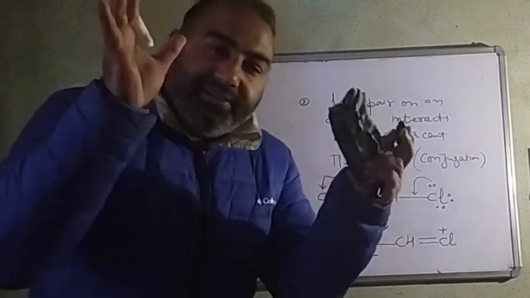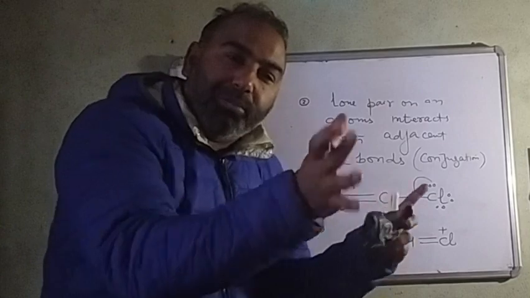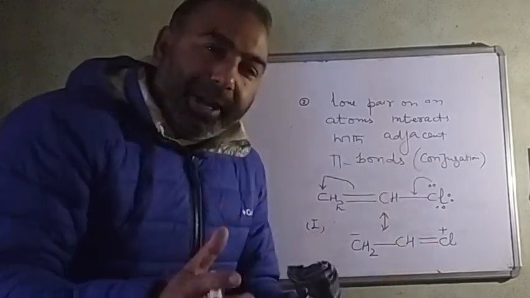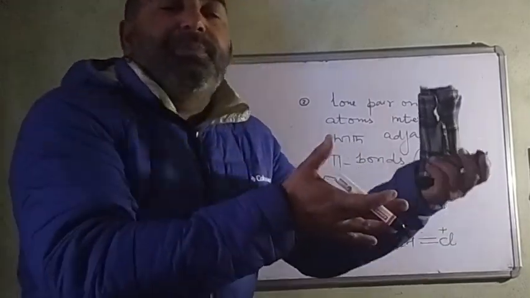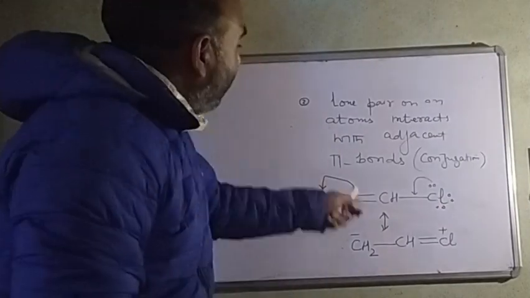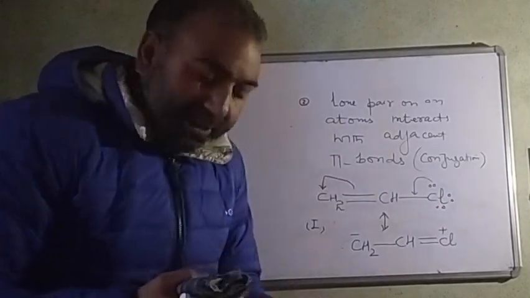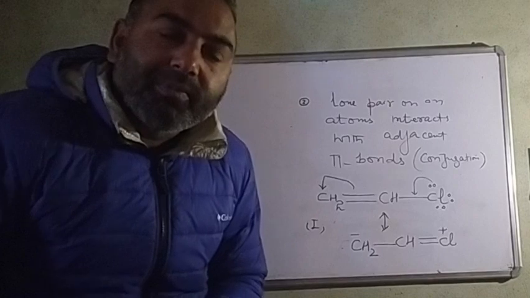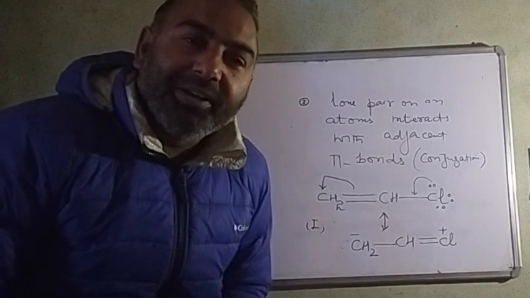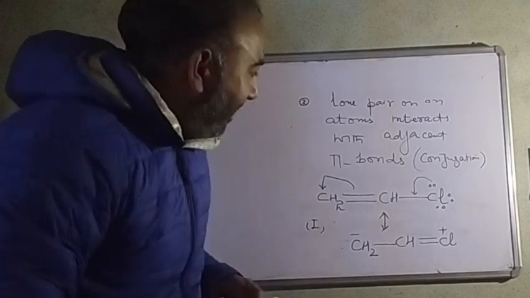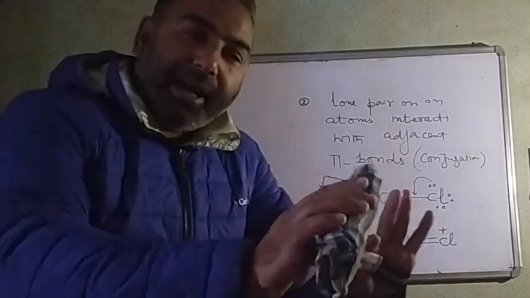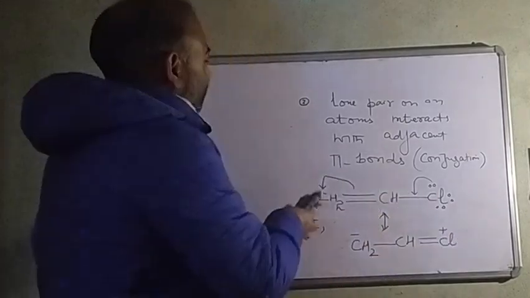Okay, what is the difference between inductive and mesomeric effect? In inductive effect, sigma bonds get displaced, sigma electrons. But here, pi electrons get displaced. Get my point? Yes, very good. Now I will write the definition statement.